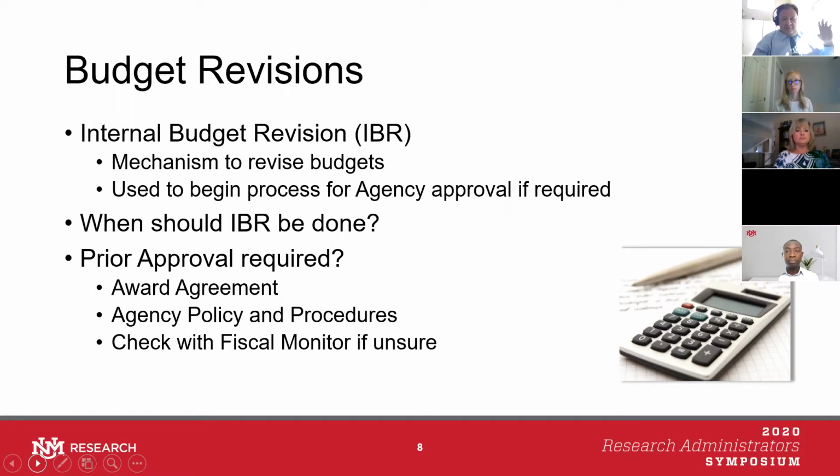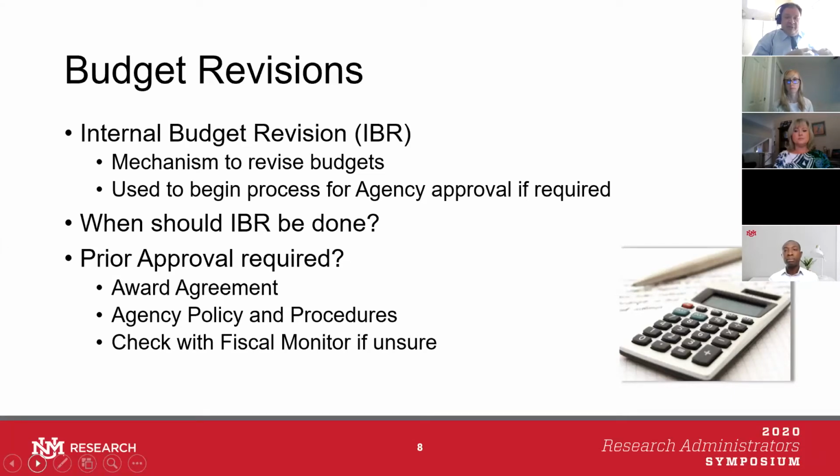Someone wasn't hired, so there's cost savings in salary. And it turns out the department has spent more money in supplies. To get the money from the salary to the supplies, we have to use an internal budget revision, IBR, form. So it's a mechanism to get that money transferred between account cost categories. It's also the mechanism for the fiscal monitor to determine if agency approval is required or not for that internal budget revision.